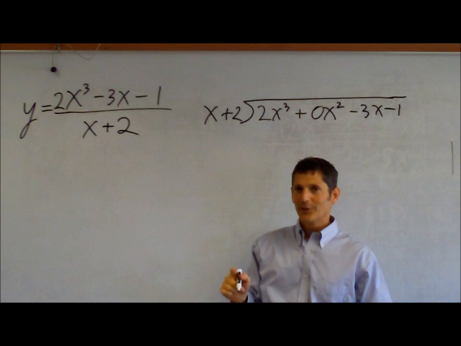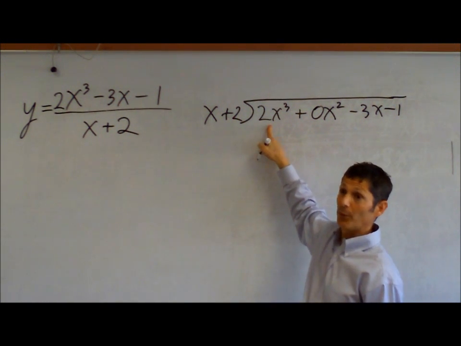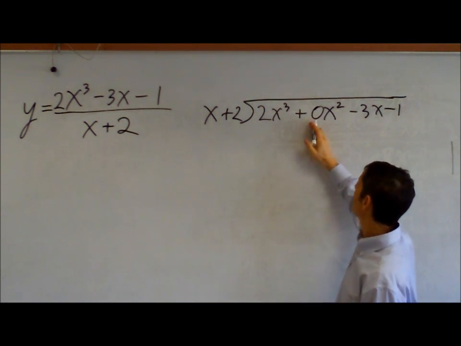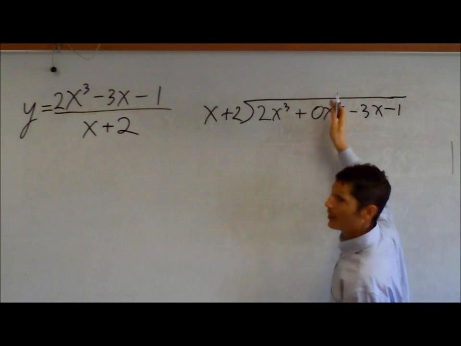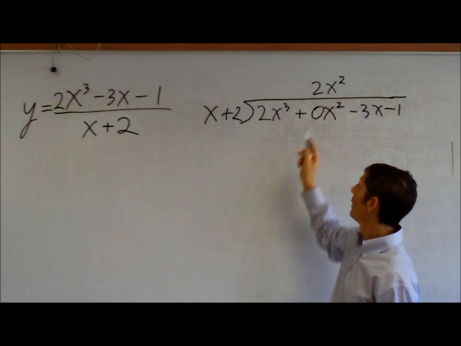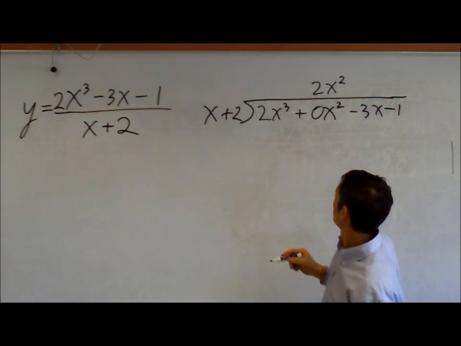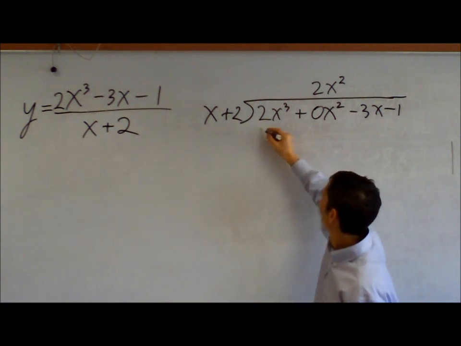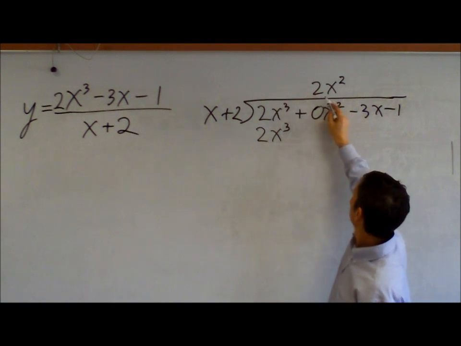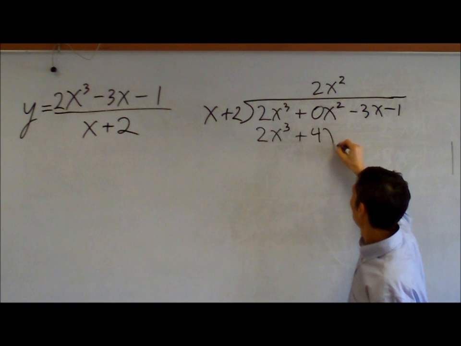So now I'm thinking, what times x gives me 2x cubed? 2x squared. And again, I like to keep things lined up, so I'm going to write my 2x squared right above this x squared. The next step, multiply. 2x squared times x. What's that give me? 2x cubed. 2x squared times 2. 4x squared.